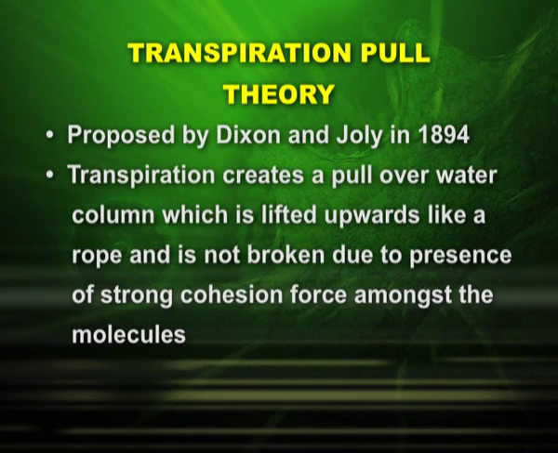Transpiration creates a pull over the water column, which is lifted upward like a rope and is not broken due to the presence of strong cohesion force amongst the molecules. Under transpiration pull theory, there is ascent of sap, that is the movement of minerals and water. Now, let us study the physical properties of water that are responsible for the transpiration pull theory.